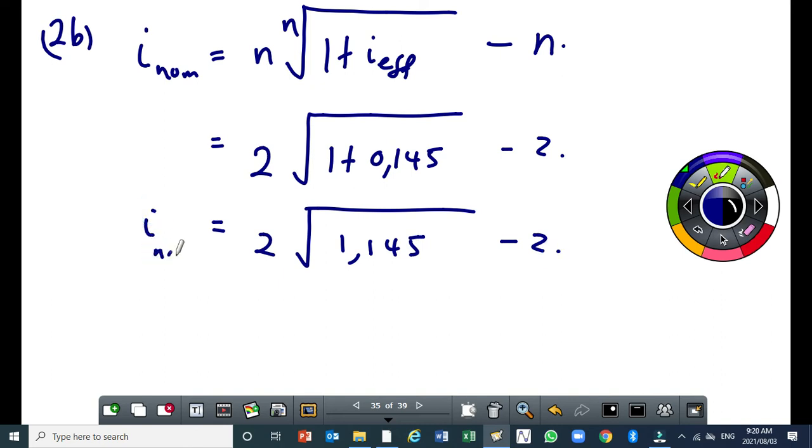Can someone just do this calculation for us? 0.1, 4, 9.